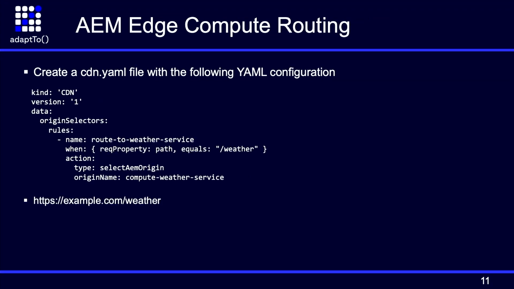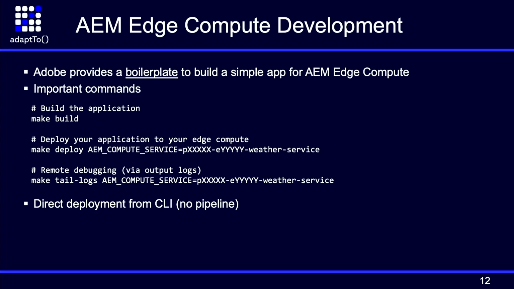Once you have those two files, you deploy that through the configuration pipeline. It should take 1-2 minutes, as always. And then if you try to access the weather endpoints using your custom domains, that request will get routed to your edge compute. So now let's have a quick look at how you can develop with AEM Edge Compute.